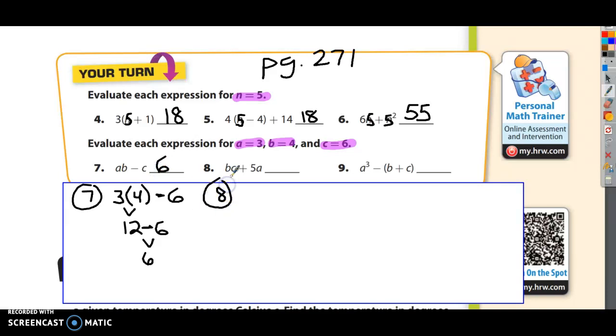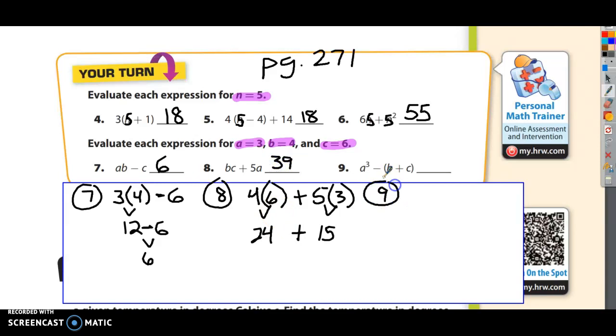Number 8, B right next to C. B is equal to 4. C is equal to 6, so I've got 4 times 6. I'm going to add that to 5 times A. A is equal to 3. So I have 2 multiplication problems to do, and then I'm going to add them at the end. 4 right next to 6 is 4 times 6, that's 24. 5 right next to 3 means 5 times 3 is 15. Add them at the end, I'm going to get 39. 24 plus 15 is 39.